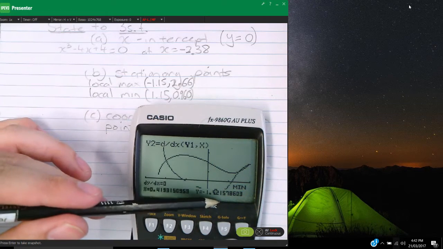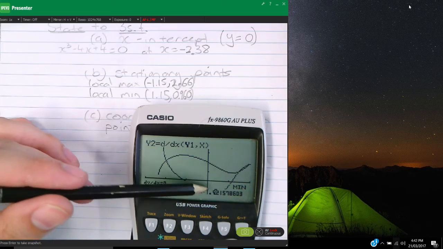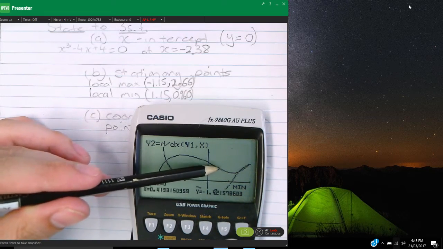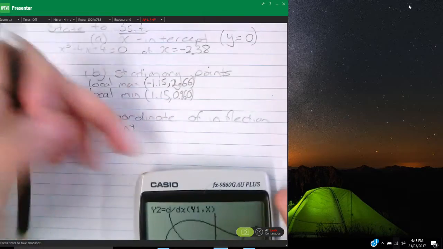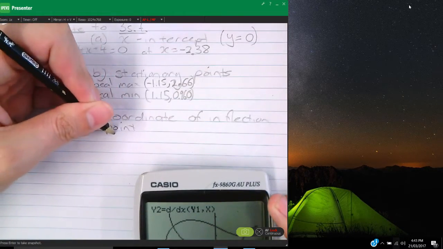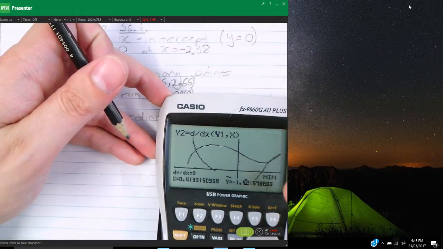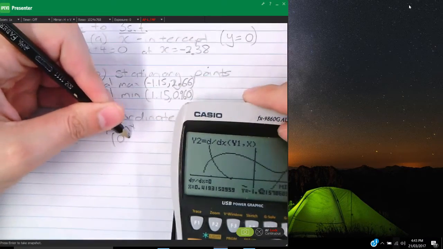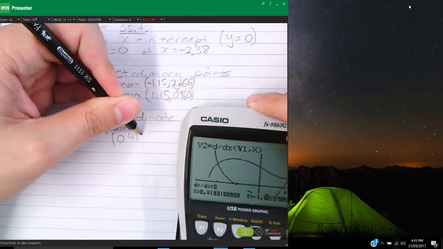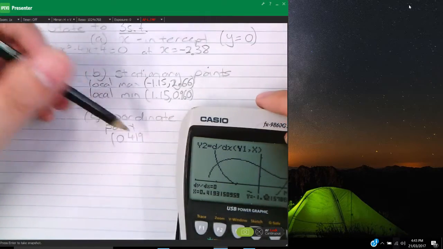Now that will coincide with the inflection point here. The y value is not the coordinate here, so we need to write down this number, and we're going to find out what the other value actually is. So for the coordinate of the inflection point, we'll take the x value down, which was 0.4193. I'm going to remember the 3 because I only need to write the answer to 3 significant figures.